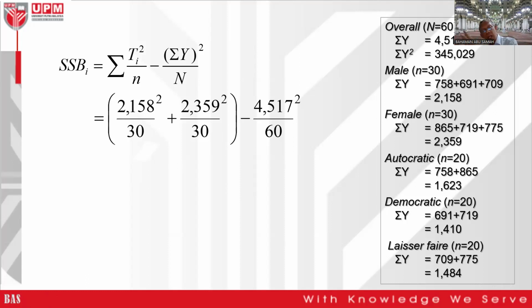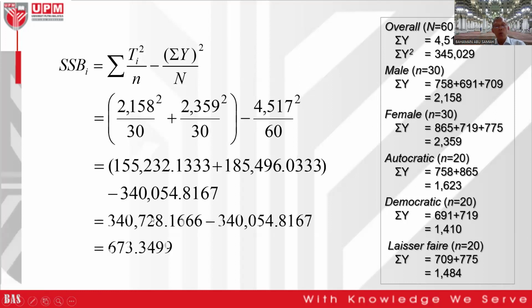And then the second element, summation y bracket square divided by n, we have already done the calculation earlier, right? If we were to calculate this time, make sure the answer should be the same as what we did earlier. So in this case, 4,517 square divided by 60. And if we were to solve for this, what we get will be 673.3499. And that will be the sum square between for gender.